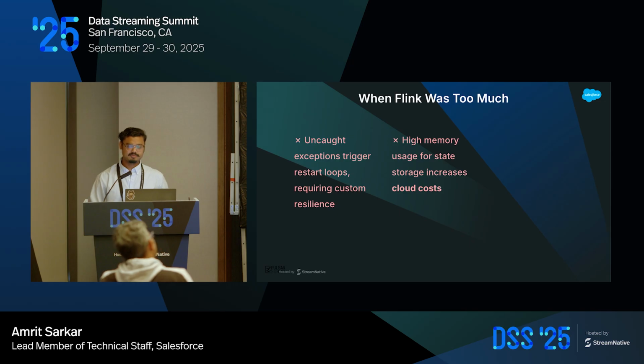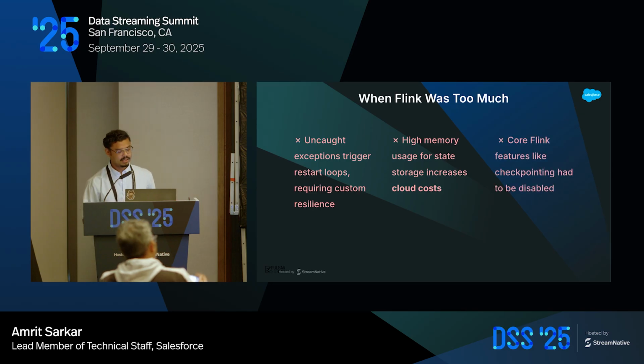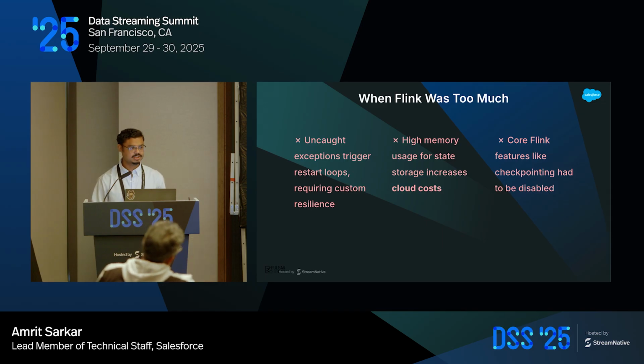From a cost perspective, maintaining large states in memory for trace context building drove significant memory requirements, directly translating to higher infrastructure cost. And ironically, the team had to disable checkpointing, one of Flink's core strengths, because it just wasn't needed, highlighting feature misalignment with actual requirements. These factors combined to create a situation where Flink's enterprise-grade features were solving problems the team did not have in the first place, while introducing operational complexity that did not align with us.